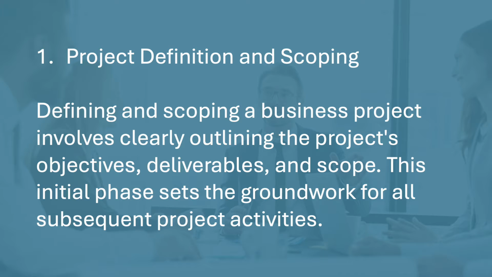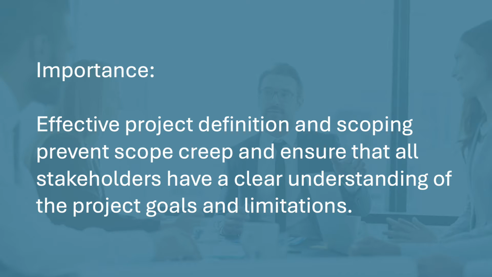1. Project definition and scoping. Defining and scoping a business project involves clearly outlining the project's objectives, deliverables, and scope. This initial phase sets the groundwork for all subsequent project activities. Importance. Effective project definition and scoping prevent scope creep and ensure that all stakeholders have a clear understanding of the project goals and limitations.